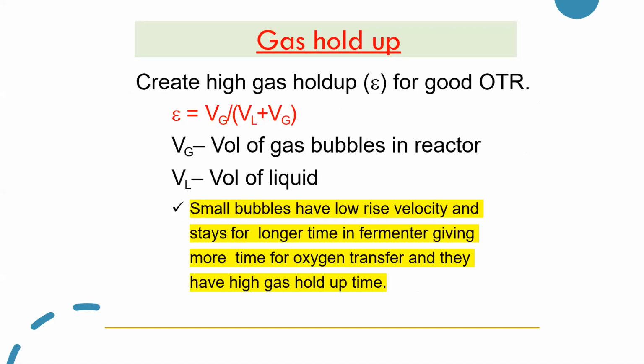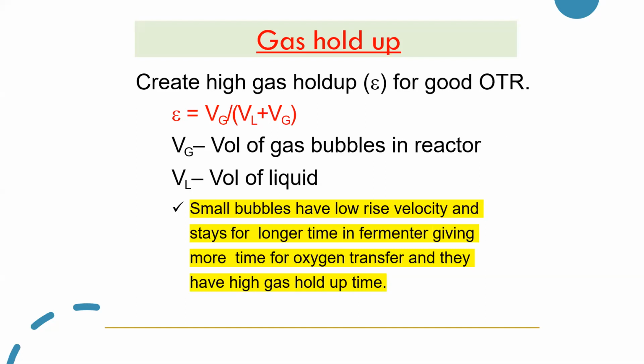Next parameter is gas holdup. What do I mean by gas holdup? Gas holdup defines the percentage of gas bubble present in the total volume of the fermenter. The total volume of the fermenter is made up of liquid as well as gas. So yes, the higher the percentage of gas, the higher will be my gas holdup and the higher will be my OTR. But again, there is a catch here.